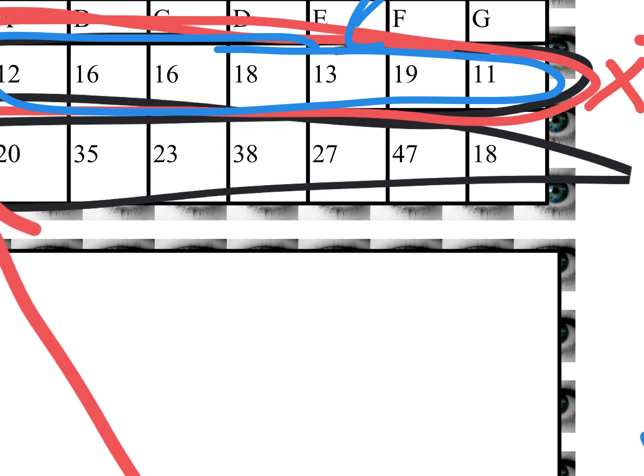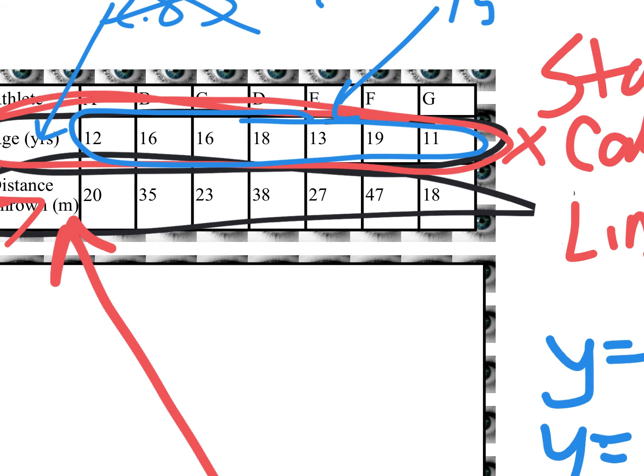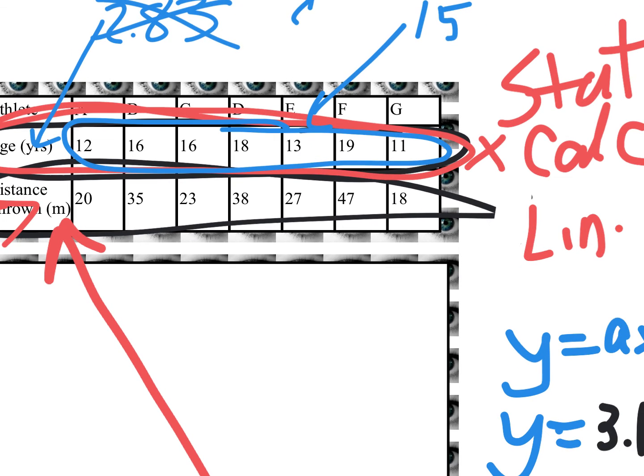Next, I'd like you to do the 5-number summary for that same thing. This is under one var stats.